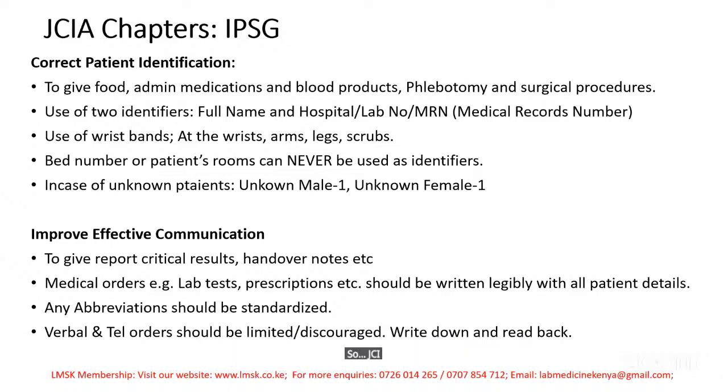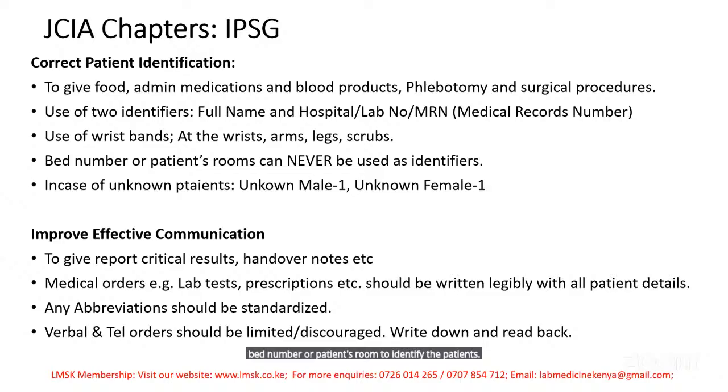JCI advises that we use at least 2 identifiers, and 2 are key. That is the full name of the patient and the medical records number or the hospital number. It does not recommend use of bed number or patient's room to identify the patients.